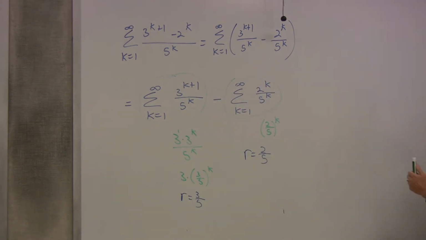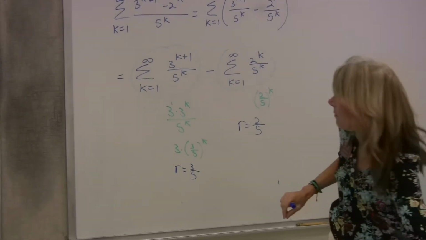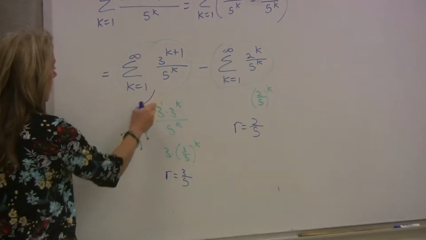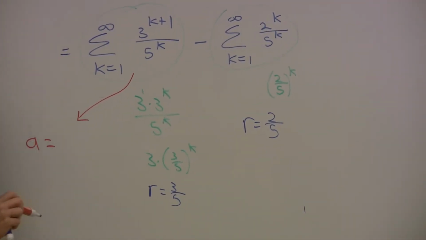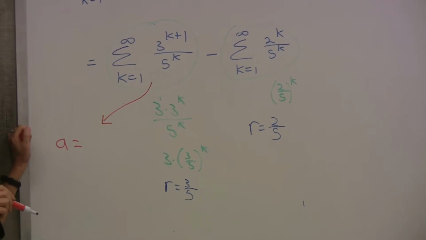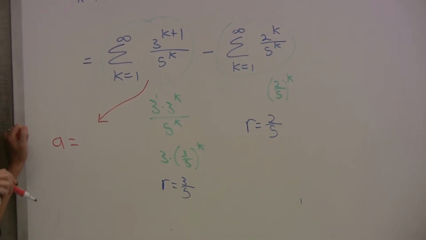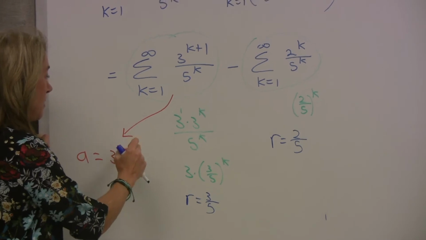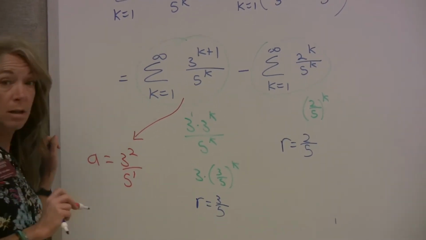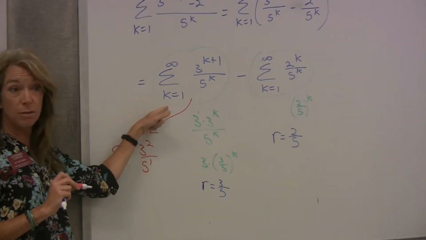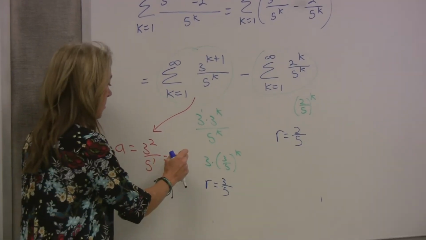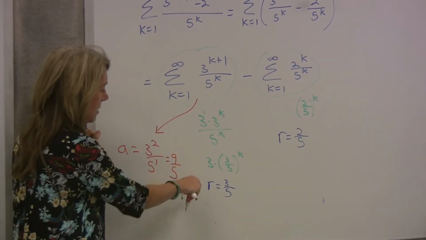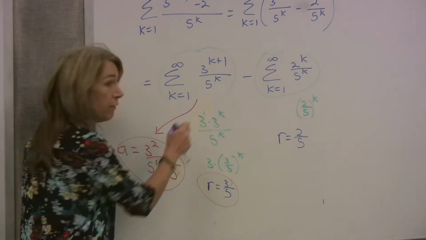So for the first term, what's A? I better write those over there before I keep going. Not 3 fifths for this one. It's the first term, so plug in k equals 1. I'm going to plug 1 in there, and I get 3 squared over 5 to the 1. That's 9/5. So we have our A and we have our R for the first one.